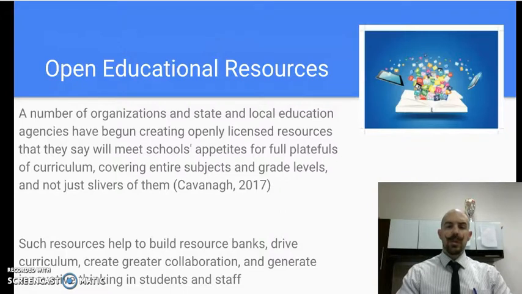Such resources do help us to build banks of knowledge in our school. They help us drive curriculum. They create greater collaboration when people are able to share things more. And it helps generate new innovative thinking, not just for the students who are using those resources, but for the staff who are able to explore those resources for education and drive the pedagogy further.